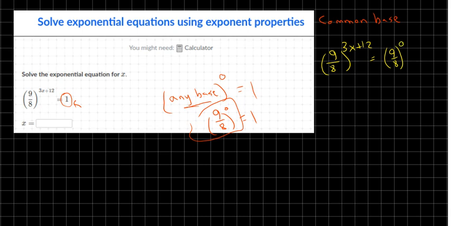And that 9/8 kind of maybe threw you and you weren't sure what you could do, but this really made it easy. So now we have the same base. It doesn't matter that it's a fraction. It doesn't matter what it is. But it's the same base. And the values are equal, so we know the exponents are equal. So I know that 3x plus 12 is equal to 0. So 3x is equal to negative 12, or x is equal to negative 4. And then I'll go write x is equal to negative 4 in here. And then when I submit, I'll be done. And I'll get it right. And you will too. So best of luck with that one.